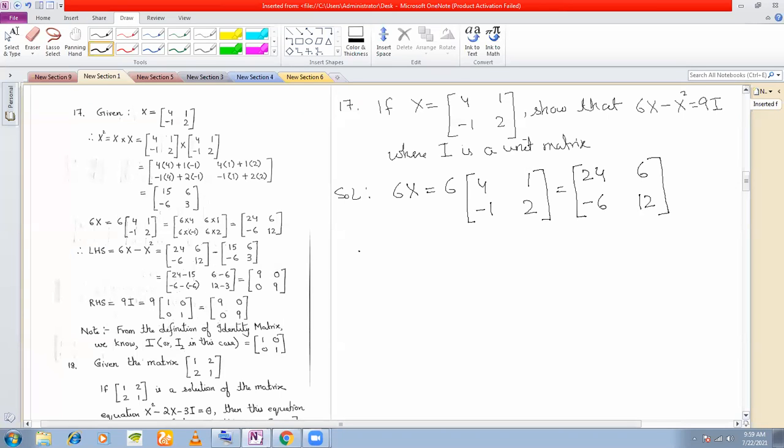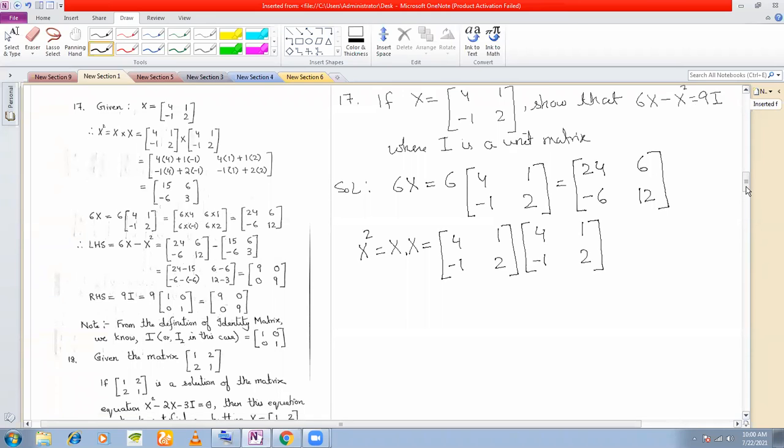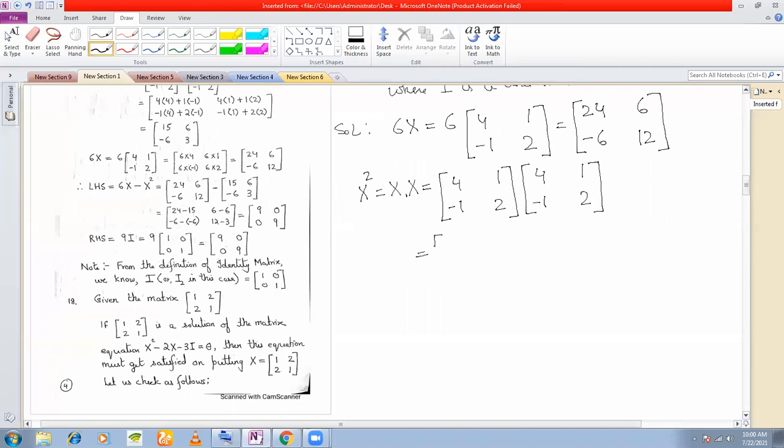Now we proceed to find out x square. X square is the product of x and x. So let us find the product. First row, first column: 4 into 4 plus 1 into minus 1. This is first row, first column. Next, first row, second column: 4 into 1 plus 1 into 2.